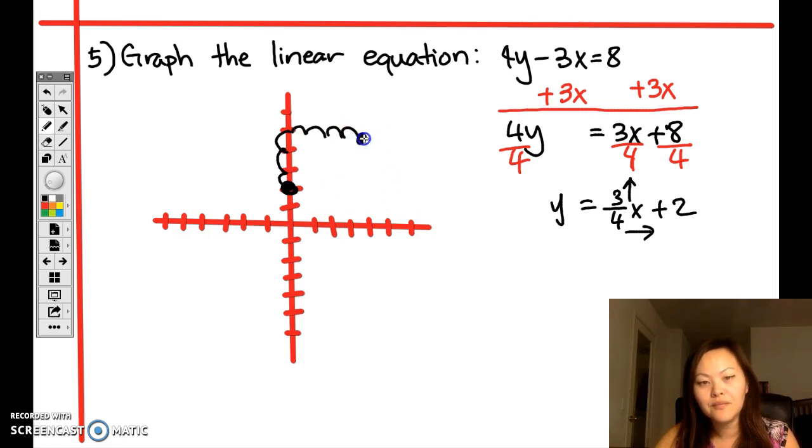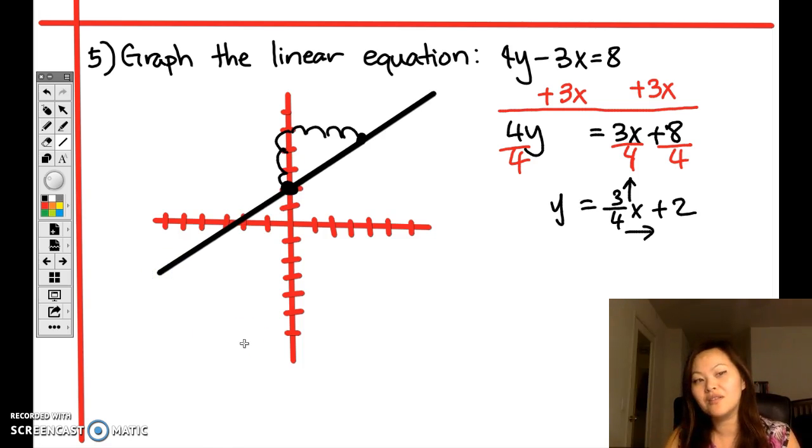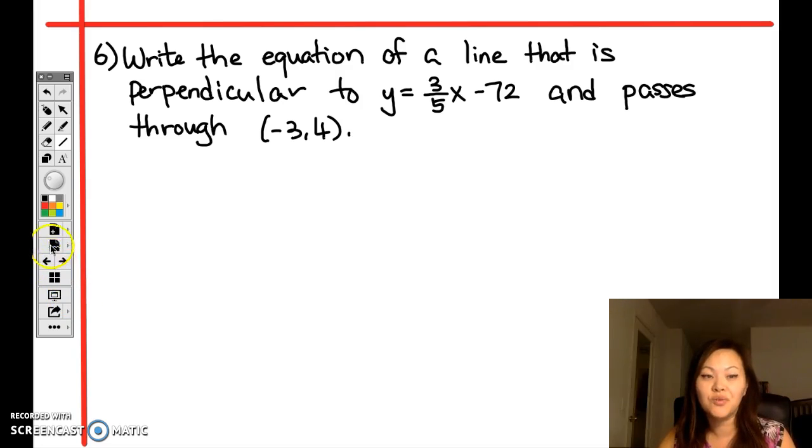There you go, yeah. And then what you're going to do is you're going to connect the 2 points all the way through. All the way. And that will be your answer, okay? All right, so let's keep going. I want to go up to number 10. There are 20 questions total.